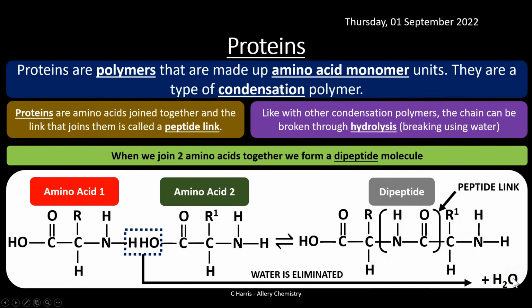Water is eliminated because it's a condensation reaction. So it's also a dehydration reaction or elimination. So we're eliminating this water molecule here, and that's effectively a protein. Okay, there we are. Condensation moving forwards, hydrolysis going backwards. Hydrolysis is obviously breaking up the protein, as you can see there, to form the individual amino acids, and condensation moving forwards because water is being eliminated.